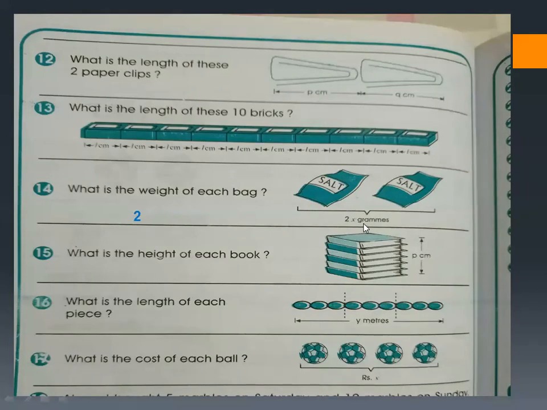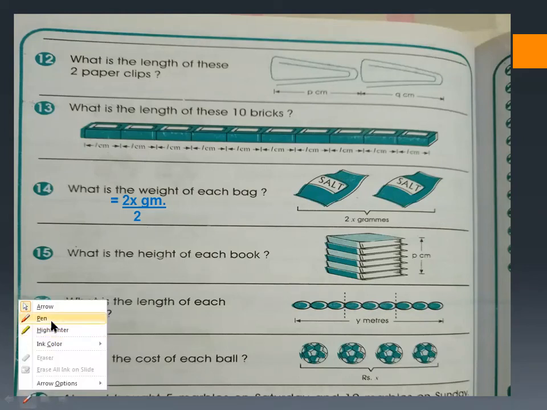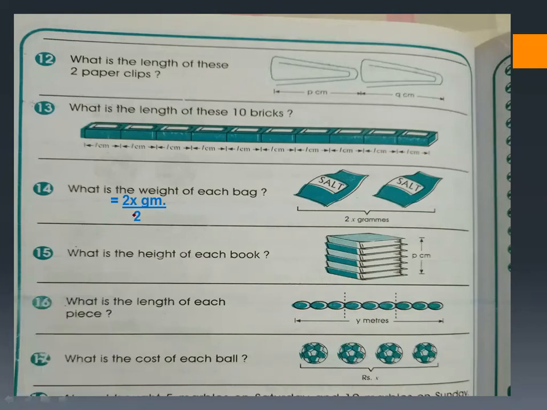So you will write 2x and the total number of bags is here 2. So you will simply divide 2x by the number of bags. So how will you write it? 2x grams divided by 2. You will divide it here. 2 ones are 2. So what will be left here? X gram. So the answer will be X gram.